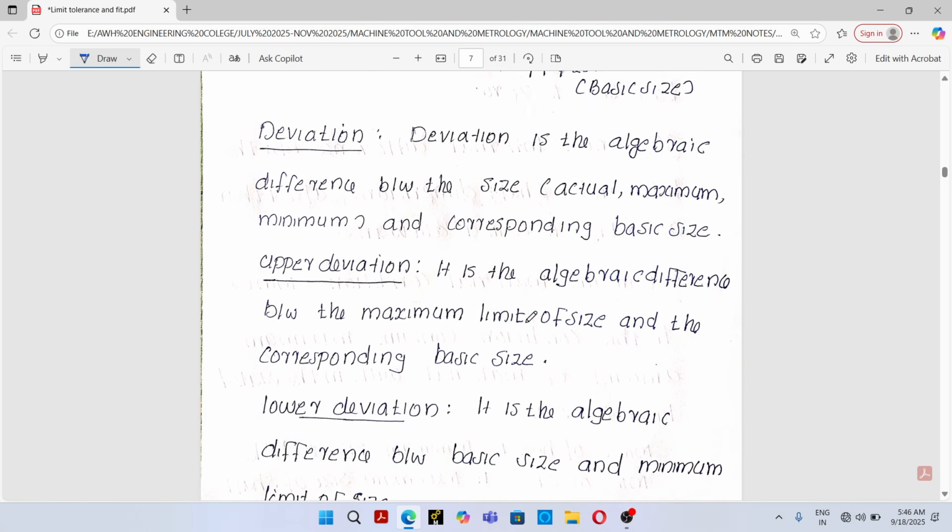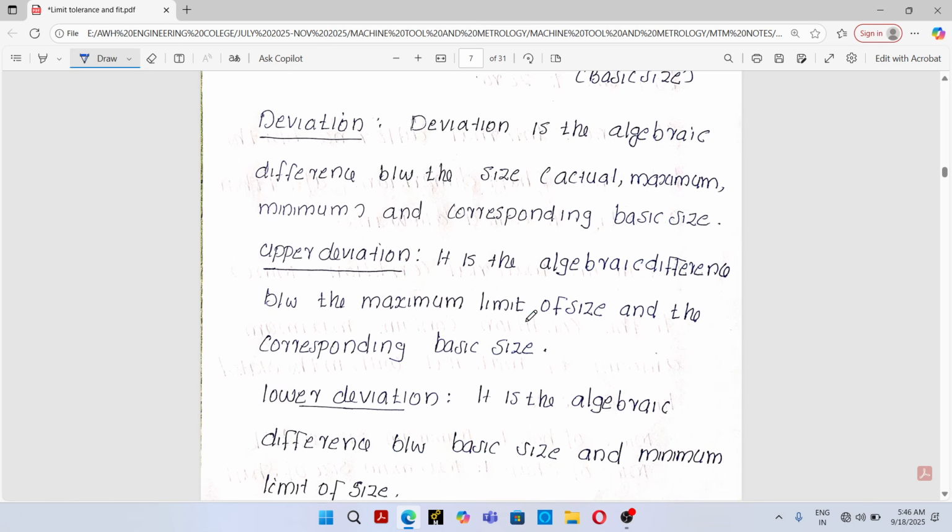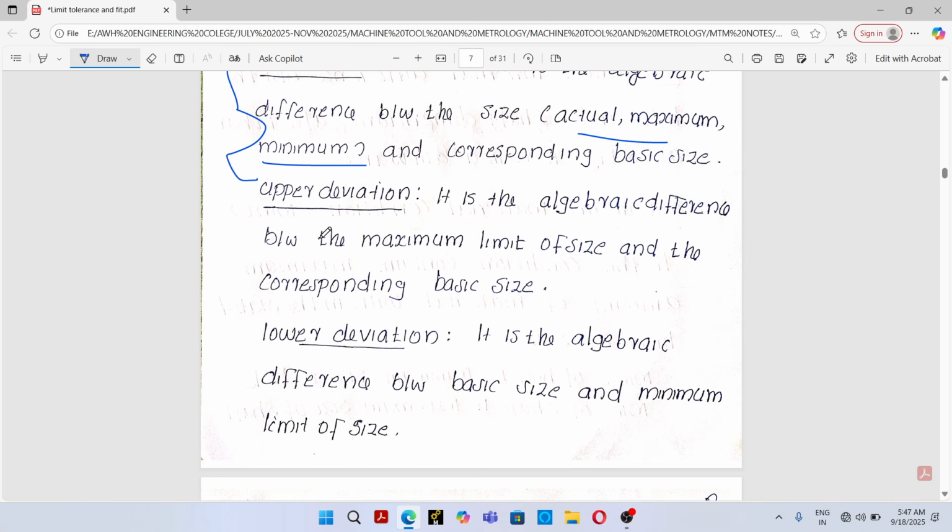Okay. Then deviation. See, deviation is the algebraic difference between the size that may be actual, maximum, or minimum and the corresponding basic size. So that's the definition of deviation. Deviation is classified into two types, that is upper deviation and lower deviation.